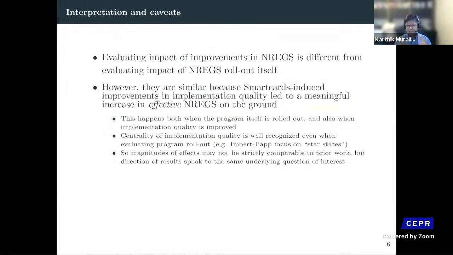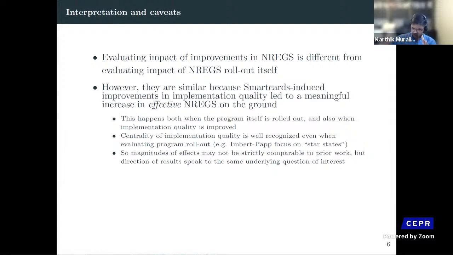So I think the first thing to caveat at the very beginning is, how do you interpret a paper like this? Because evaluating the impact of improvement is obviously different from the impact of the program rollout itself, okay? But in many ways, they're very, very similar, right? Because what matters from a program perspective is how much effective NREGA you have on the ground, okay? And that effective NREGA increases both when you roll out the program and also when implementation quality is improved, right? So in some ways, there's a continuum from zero, there's no program and no implementation. And then you go further down to say there's a program with weak implementation, and then there's a program with much stronger implementation.